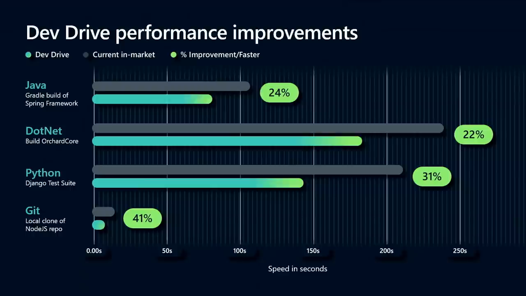Yeah. Look at that. So this is really cool. This shows some of the Dev Drive performance improvements that we are seeing in the labs. In some cases, a Git clone of a local Node.js repo is 41% faster. Builds on .NET, in this case building Orchard Core, which is a CMS, in the lab is 22% faster. Now, this is coming out this week, which means you're going to have this in the Windows Insider Program Dev Channel.